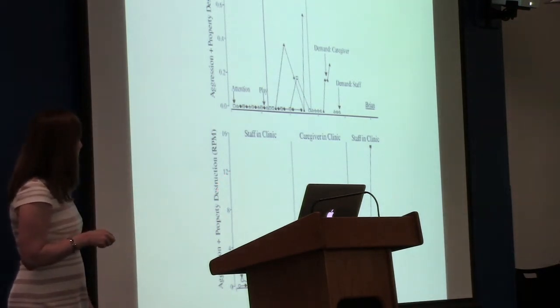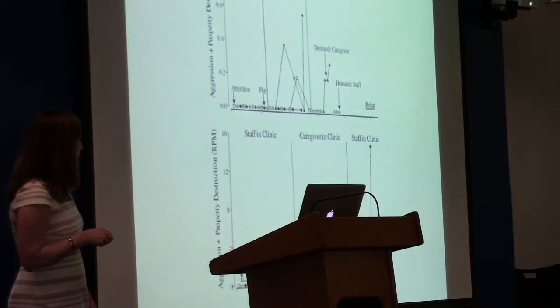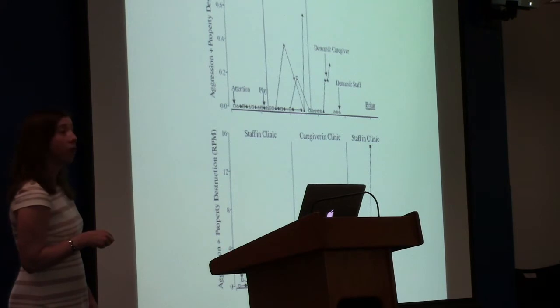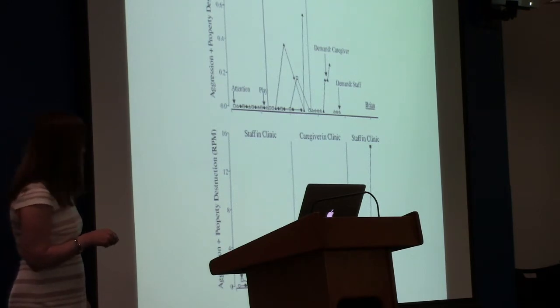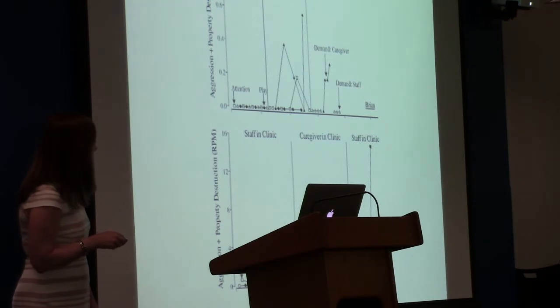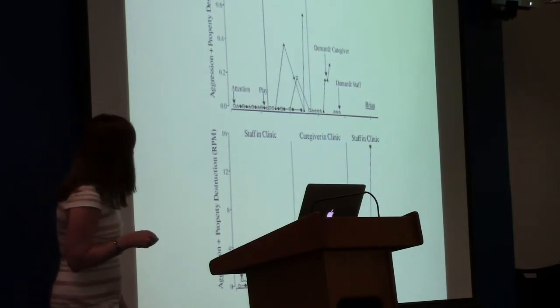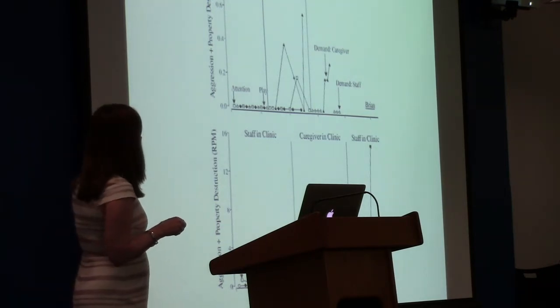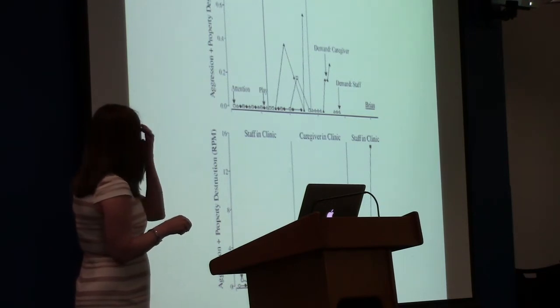Similarly, here we get a little bit of behavior in the tangible and demand, and I would argue that if you had stopped here and made this y-axis go to 4, it's interpretable. But it's still pretty low, so they did a caregiver in the clinic and they got way more behavior during the tangible condition. And then they looked at it with staff in the clinic.